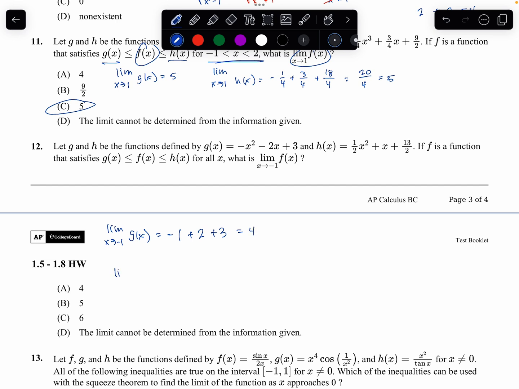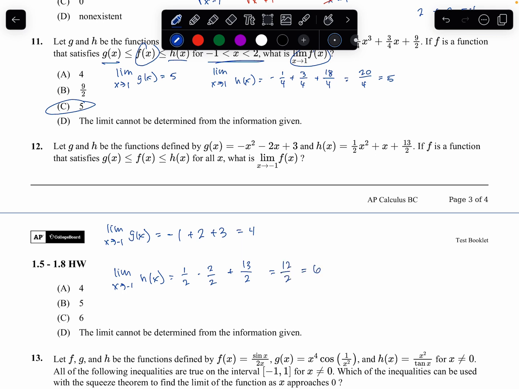And then I have the limit as x approaches -1 of h of x. Let's see if we get the same thing. So for h of x, if I plug in -1 there, that should be positive 1/2. If I plug in -1 there, that's going to be -1. I'm going to call it -2 over 2, so that I have a common denominator with everything else, plus 13 over 2. So then I'm going to have 13 plus 1, that's going to be 14, minus 2, so that's going to be 12 over 2, which is going to be equal to 6.